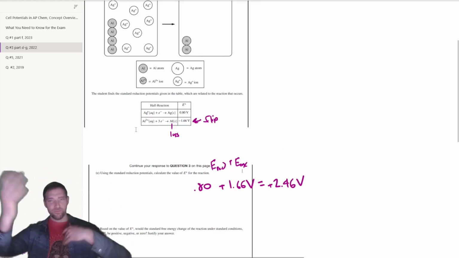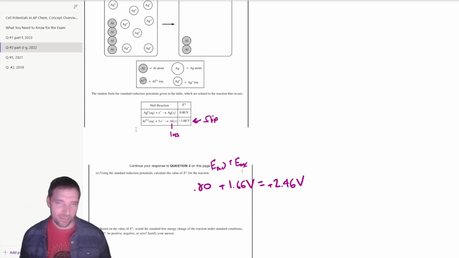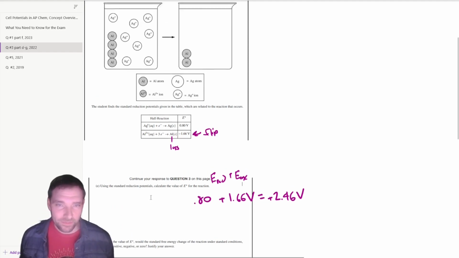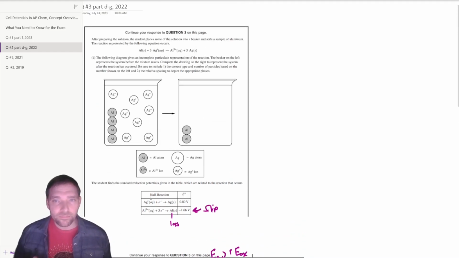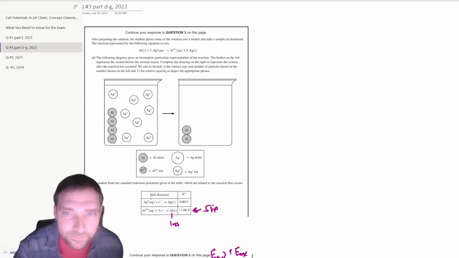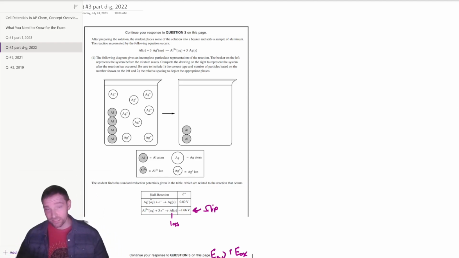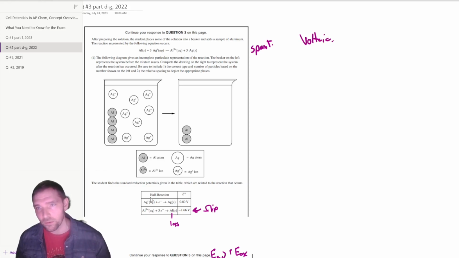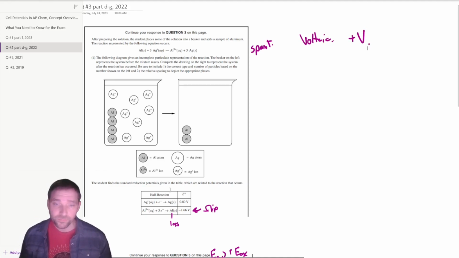Now, one of these has to be flipped. If we were to flip the 0.8, we'd have a negative voltage. So that would not be favorable. So if we're thinking about this problem, and it's spontaneously happening, because this is talking about spontaneous. So this is kind of like what you're thinking of, like voltaic, where we want a positive voltage.